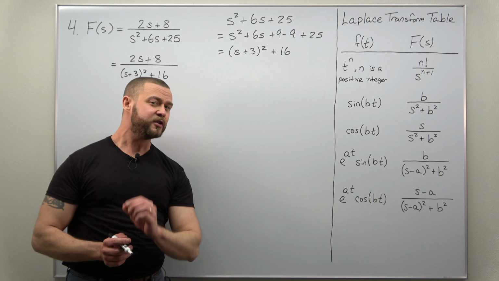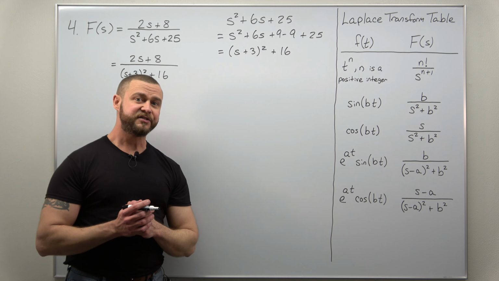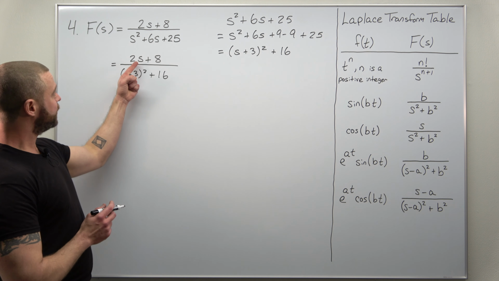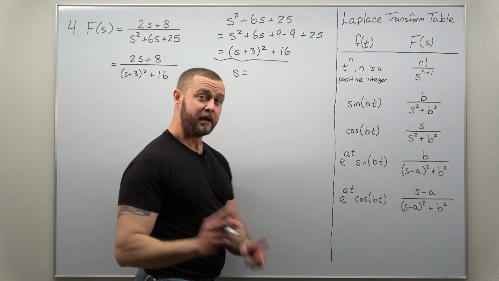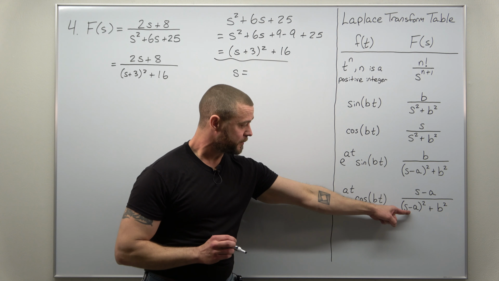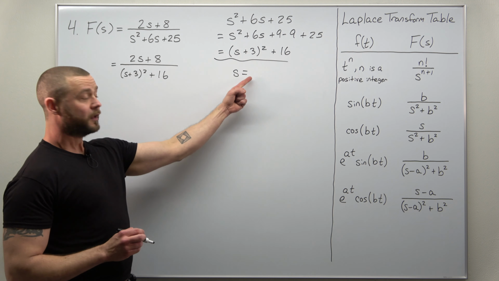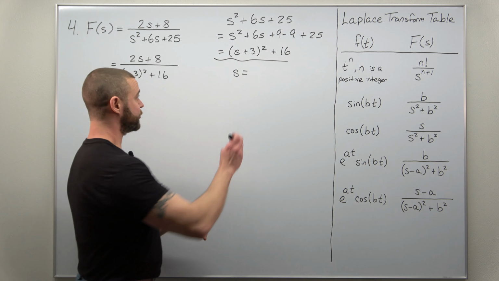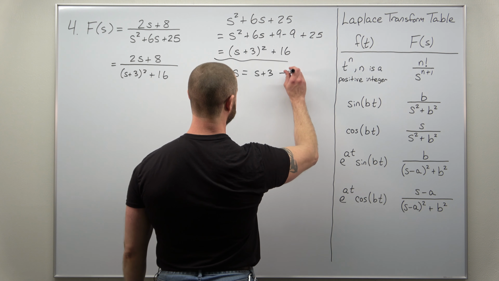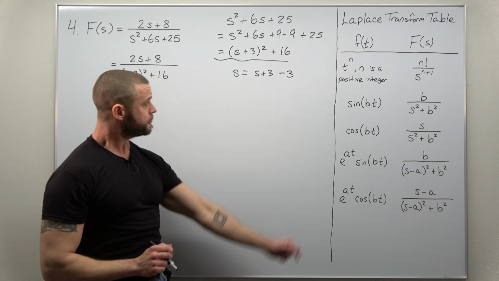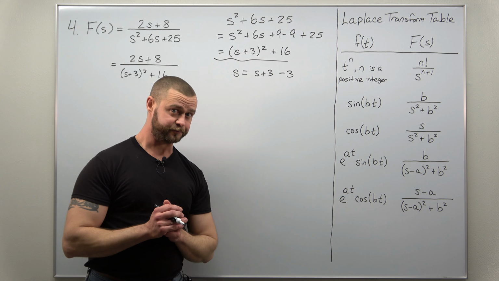Well, we're just going to use a simple trick here, or tip. We're going to add 0. I'm going to take the variable s and to match it with my denominator, which is (s plus 3) squared down here, let me go ahead and add and subtract 3. So we're going to think of s as s plus 3 minus 3. We are adding 0 here, so this is technically allowed.